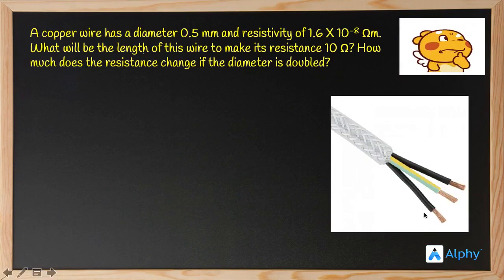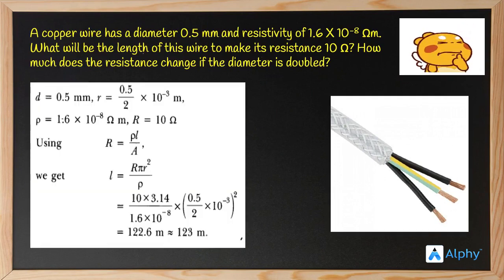So this is the copper wire which has a diameter of 0.5 millimeter and resistivity 1.6 × 10^-8 ohm meter. Now for the first step, whenever any question is given, you have to just write down the values that are given in the question. So diameter is 0.5 millimeters, and radius R is equal to D by 2, so R is 0.5 by 2. Millimeter is not the standard unit, so we convert into meters, which means 10^-3. So R is equal to 0.5 by 2 × 10^-3 meters.